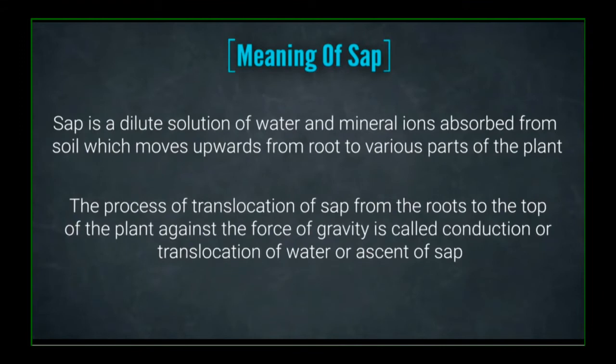Before knowing about all these things, we have to understand what actually sap means. The sap is a dilute solution of water and mineral ions absorbed from the soil, which moves upwards from roots to various parts of the plant. The process of translocation of sap from the roots to the top of the plant against the force of gravity is called the conduction or translocation of water, or the ascent of sap.